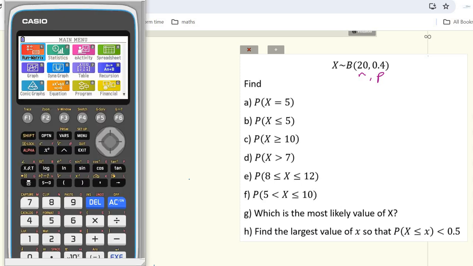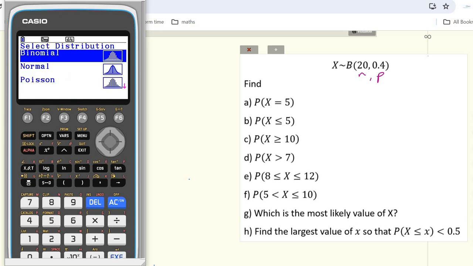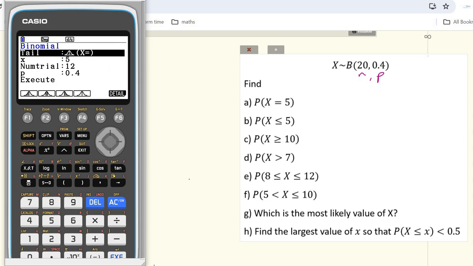So we'll look at the calculator. You want to go down quite far until you can see the distribution menu, which is menu I, and then execute. We pick binomial, and then this is where we put in the key information. The first probability we've got is X equals 5. You can see that the tail is currently set to X equals. At the bottom, F1, F2, etc., changes what kind of probability we're looking at. So I'll put it back to the equals.